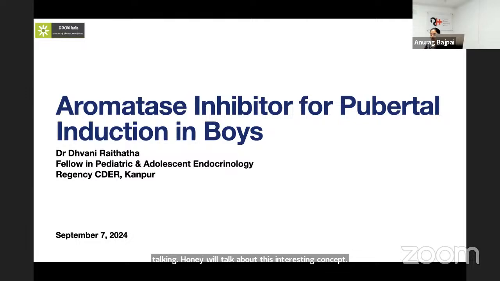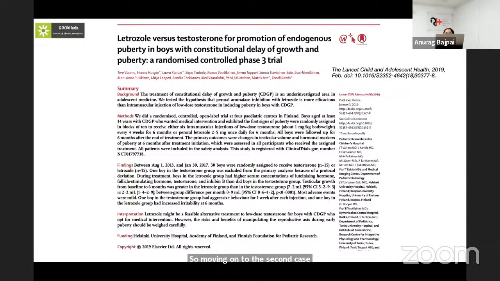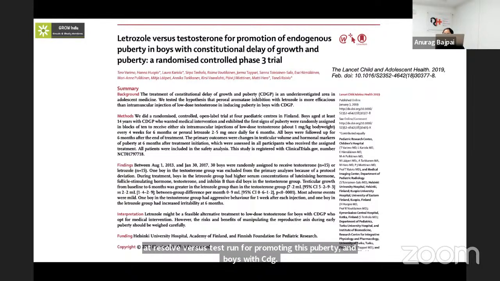Thank you, sir. So moving on to the second case, second paper for review today. We have the study looking at letrozole versus testosterone for promoting endogenous puberty in boys with CDGP. This was published in the Lancet Child and Adolescent Health in 2019.